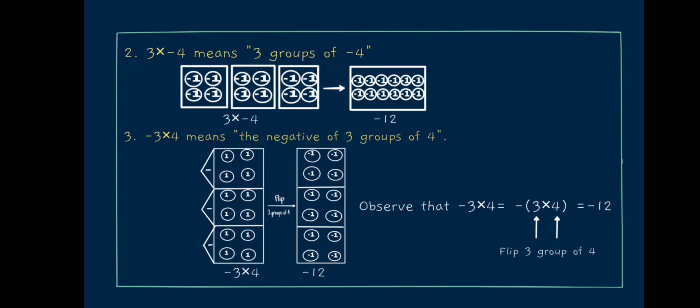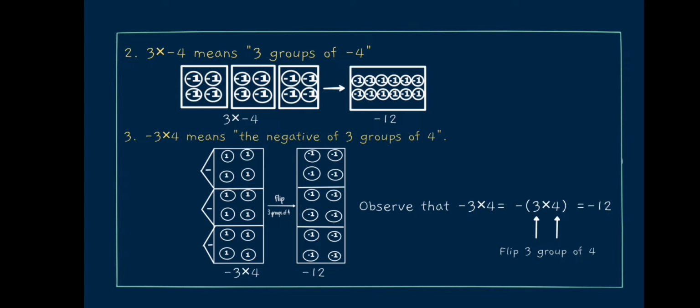The second example, 3 times negative 4, means 3 groups of negative 4. When we say 3 times negative 4, 3 groups multiplied by a negative, the answer is also negative. So 3 times negative 4 is negative 12.